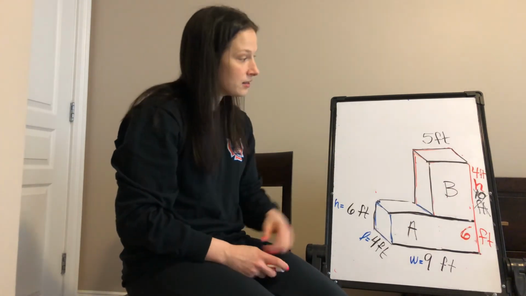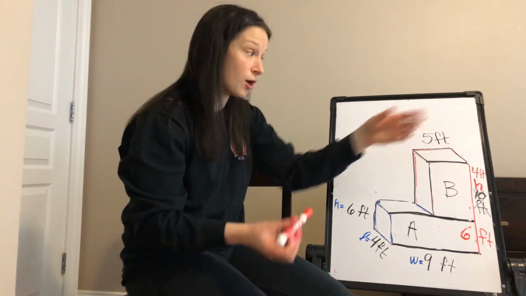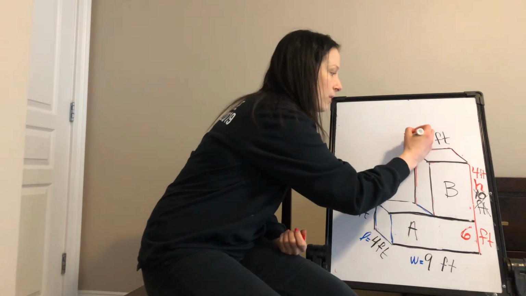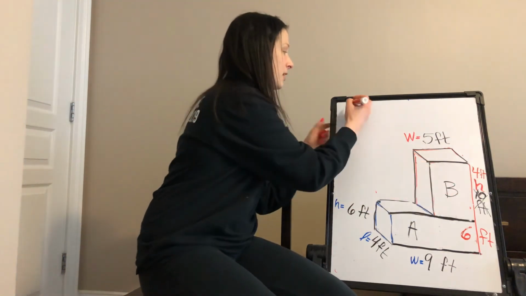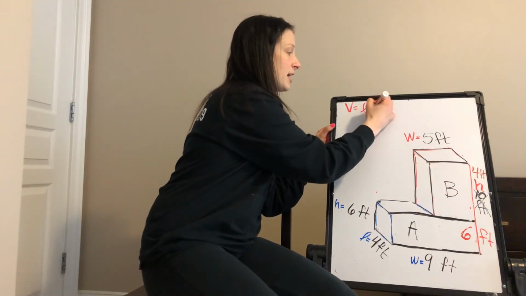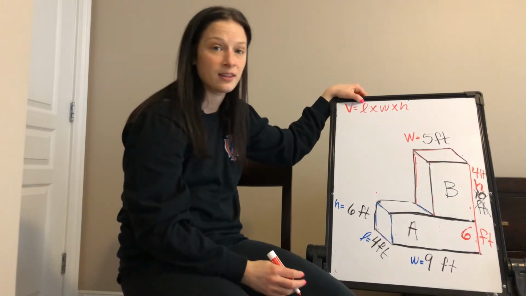Okay? The other measurement they gave us here was how wide it was, so I know that they've given me the width for prism B. So I have the width and the height. What's missing, friends? We don't know the length.